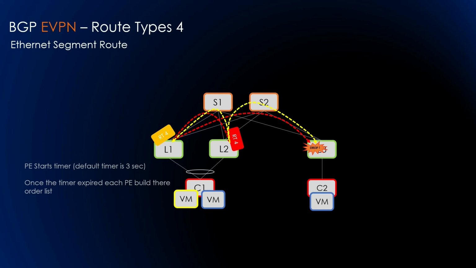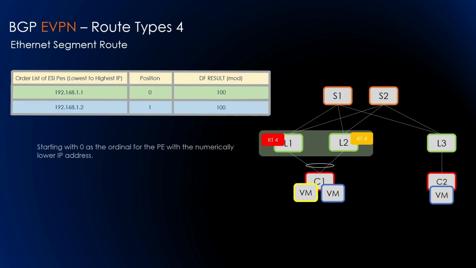When the timer expires, each PE builds an ordered list of the IP addresses of all the PE nodes connected to the Ethernet segment. Each IP address in the list is extracted from the originator router IP address field of the Ethernet segment route, starting with 0 as the ordinal for the PE with the numerically lowest IP address. So in this case, leaf 1 becomes the DF, based on the lowest IP address. In case of a link or port failure, the affected PE withdraws the Ethernet segment route. This will re-trigger the service carving.